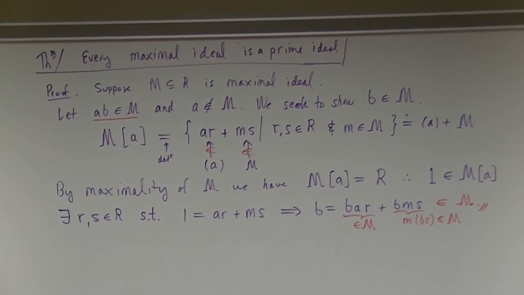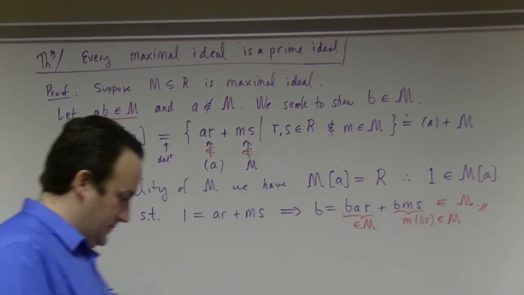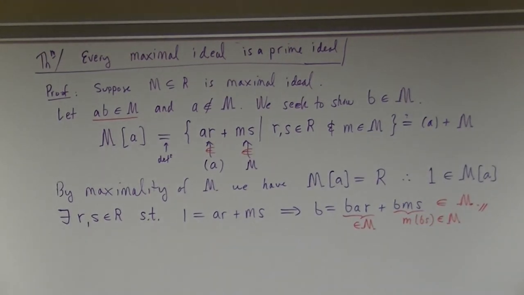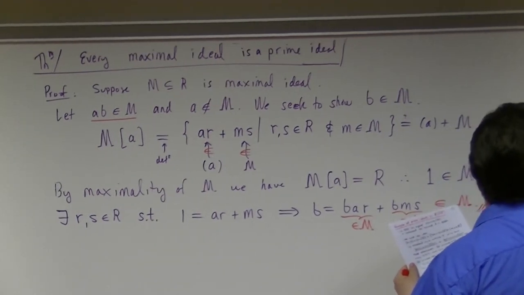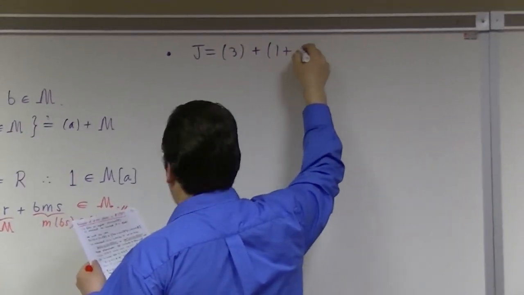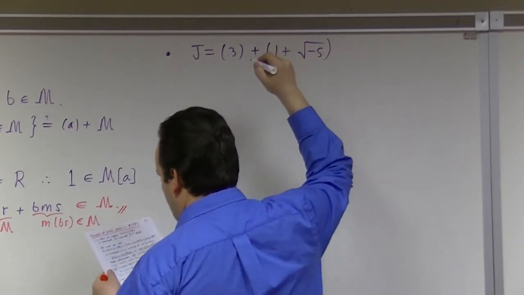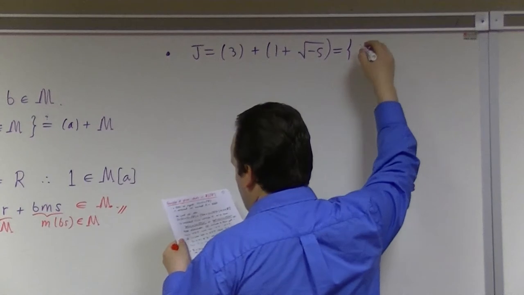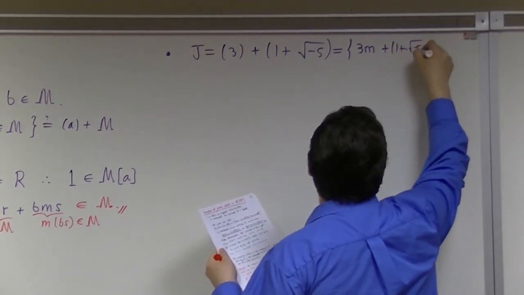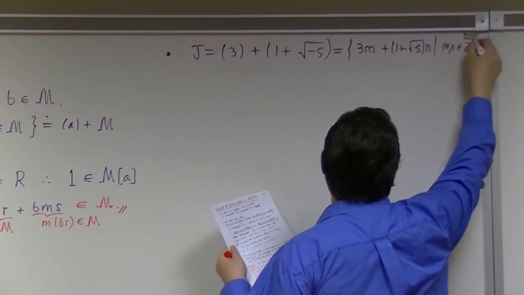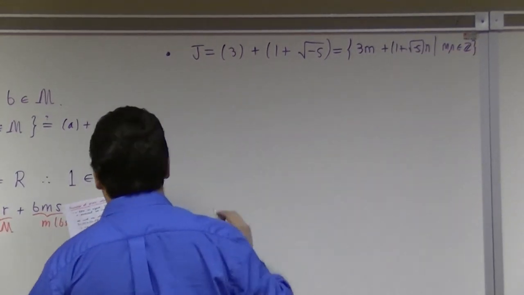Let's see here. So he has a comment here about another example you can look at, in addition to the one that I raised, which is fine. It would be the ideal J, which is generated by 3 and 1 plus square root of minus 5. Through arguments much like we made last class, you could show that this is basically integral combinations of 3 and 1 plus the square root of minus 5, where your M and N are ordinary integers. And you can argue that this is maximal.